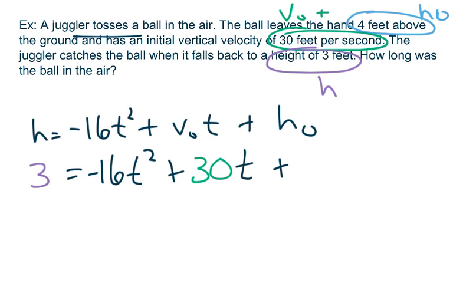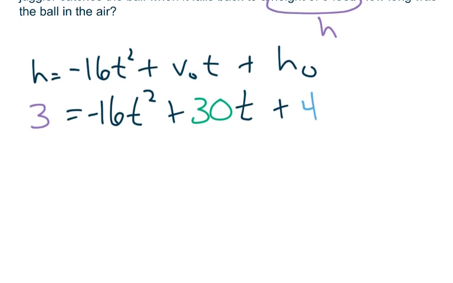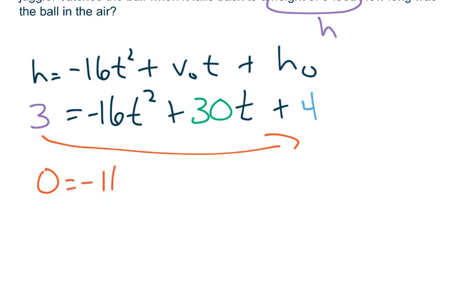height is 4. Okay, well, if we're going to solve this, obviously this equation needs to be equal to 0, so I'm going to have to move the 3 over by subtracting. So 0 equals negative 16t squared plus 30t plus 1. Okay, well, we could try to factor this, but that might take a while. And even if it's possible, I'm not sure, I doubt it.